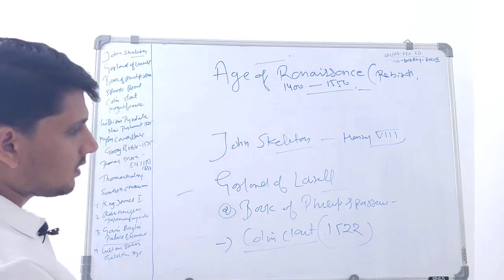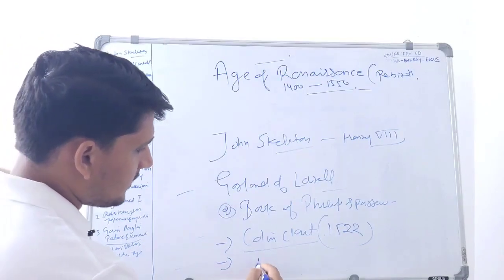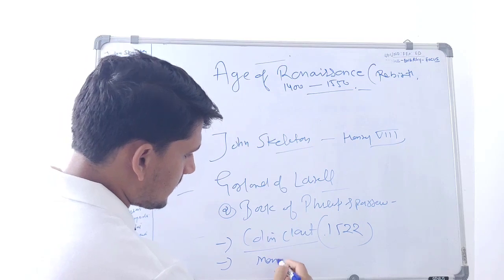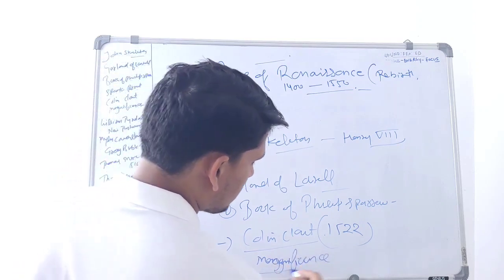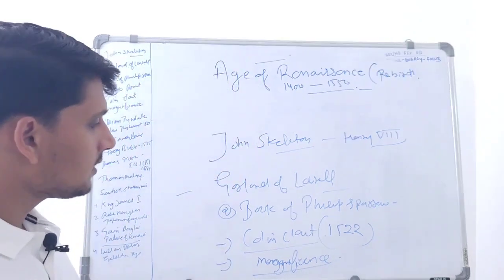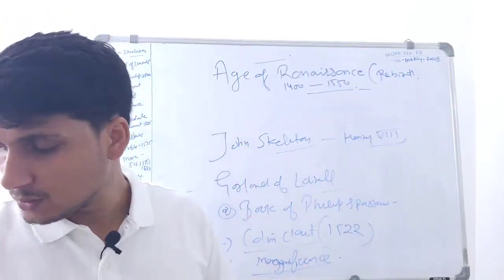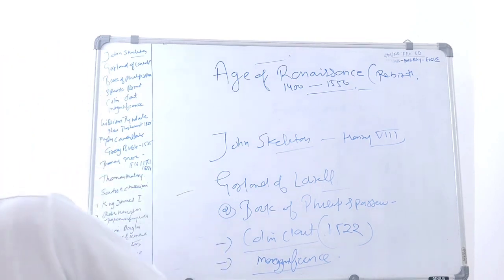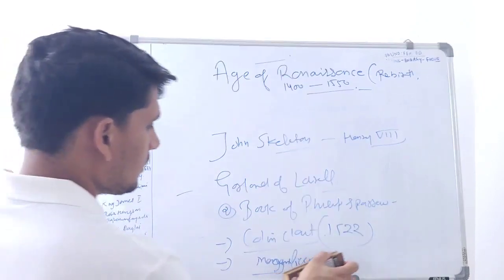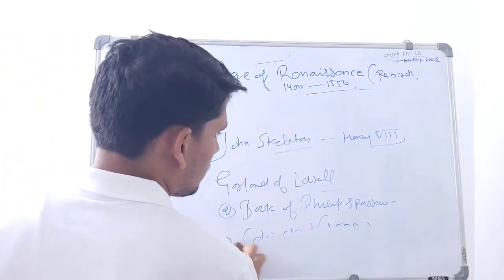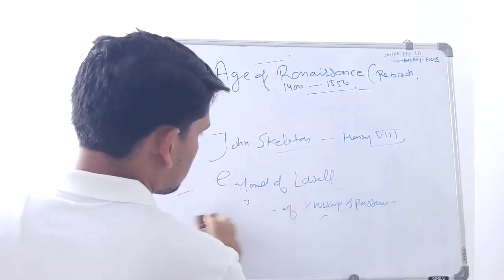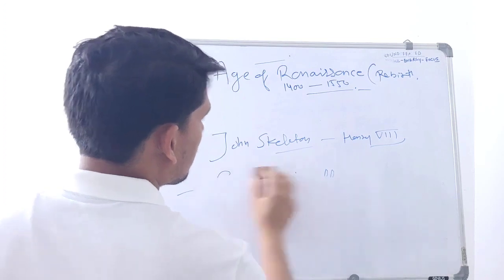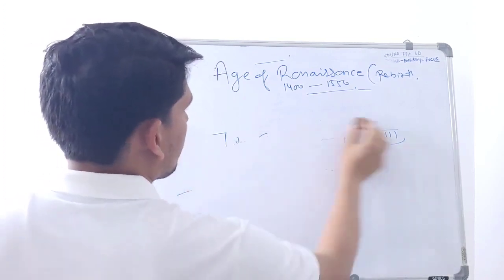Then we have Magnificence. Magnificence is one of the morality plays written by John Skelton, right? So make sure you write these plays down. There were three plays, and out of these three plays, only one of his plays survived. This is the morality play Magnificence, right?